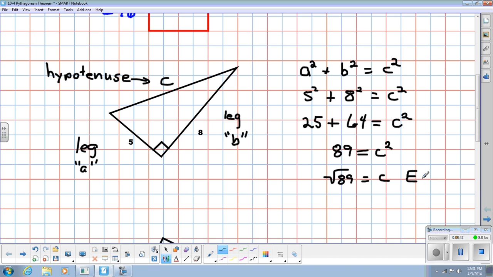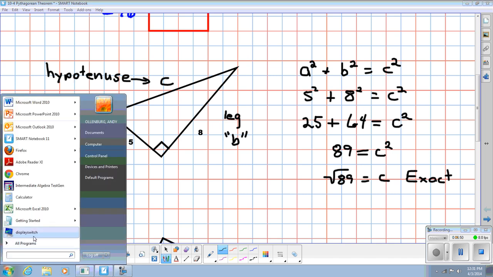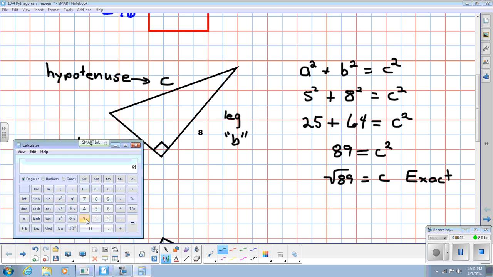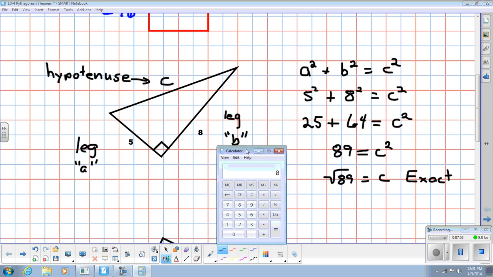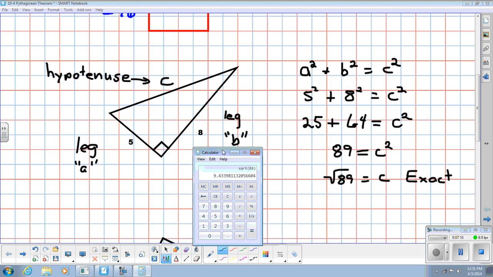The reason it's considered exact is the square root of 89 is really an irrational number. If I did it on the calculator, I would get a decimal that goes on and on forever. Let me show you that real quickly. If I take the standard calculator, does it have a square root button? Yes, it does. So I type in 89 and I do my square root. Notice the decimal goes on and on, and there's no repeating pattern. Well, that's an irrational number.